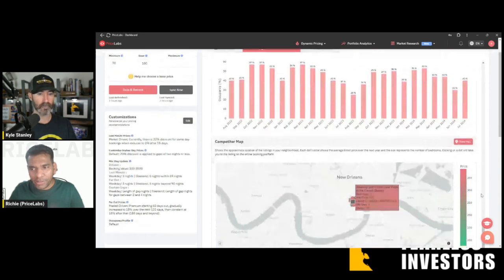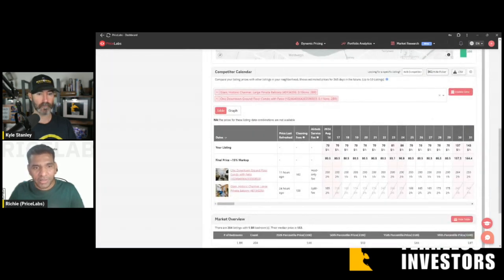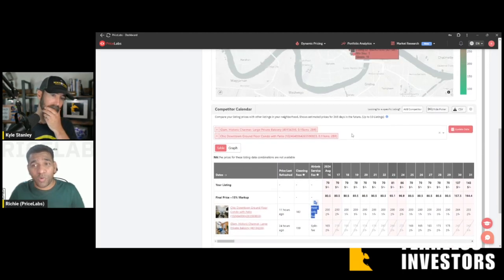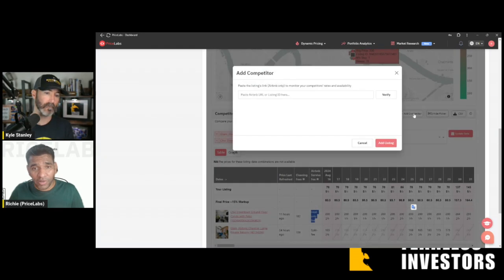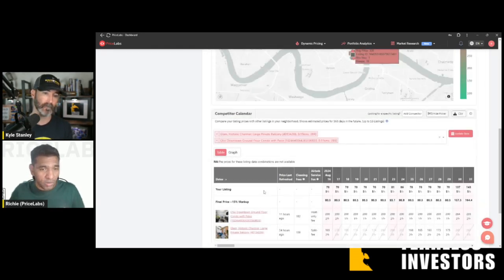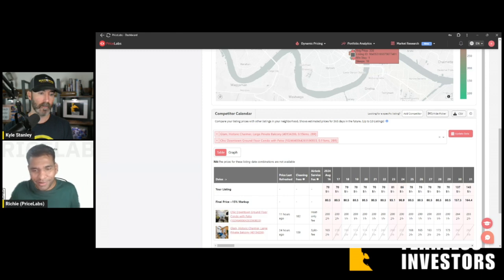And then going down to the competitor section, again, the markup that you add will also show up here. You can see cleaning fees, you can see their service fees. And if you wanted to add a specific competitor, you can always go here, click add, and then add that. Now, a limitation: you can only add up to 10 competitors, but usually, hopefully, you're not looking at more than that to understand the market. So that's my spiel, Kyle.